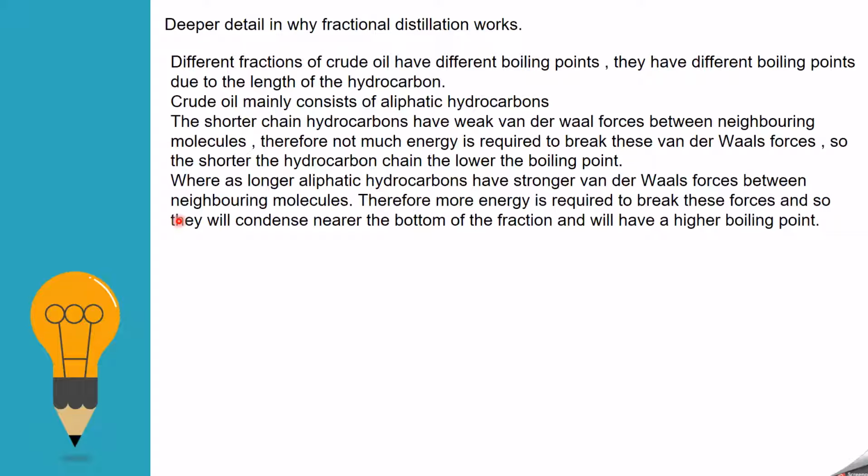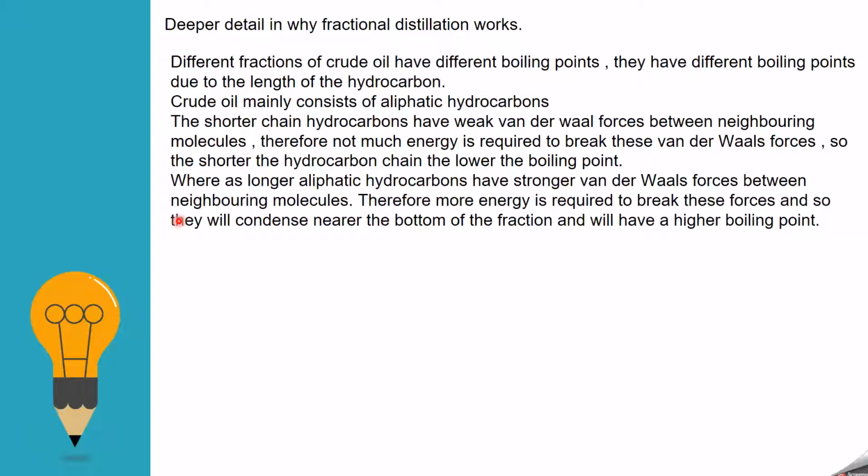So let's look in deeper detail at why fractional distillation works. Different fractions of crude oil have different boiling points, and they have different boiling points due to the length of the hydrocarbon, like I said before. Crude oil mainly consists of aliphatic hydrocarbons, and if you don't know what that is, look that up. Basically, aliphatic hydrocarbons are straight or branched chain hydrocarbons, but you should know what that means. If you don't, then you should slightly worry, only because you need to know a lot of definitions to make your life easy for the exam.